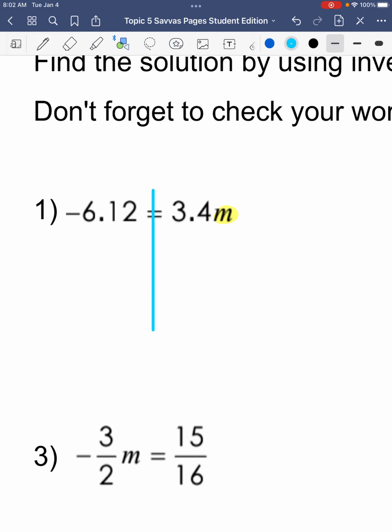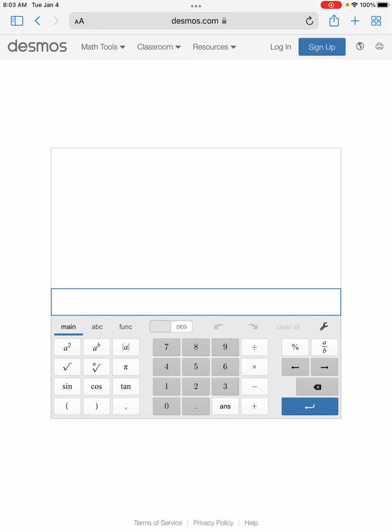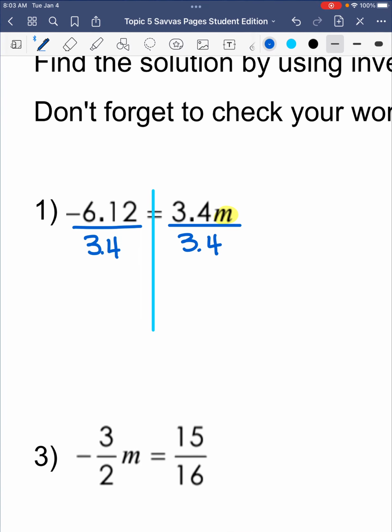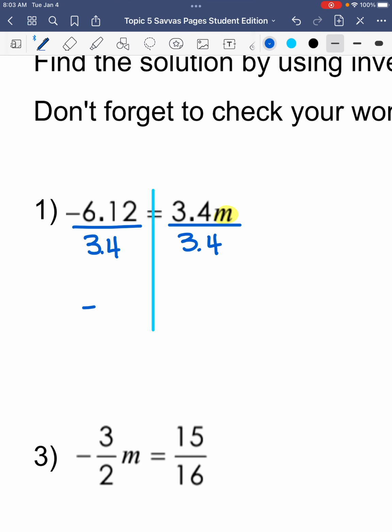So we've already established that we are going to divide by 3.4 on both sides of the equal sign. And like I said, this is where you want your calculator. We're going to put in our calculator negative 6.12 divided by 3.4. And I actually have my calculator pulled up right here. So negative 6.12 divided by 3.4, and we get negative 1.8. So I'm going to go back to my notes. So we know that negative 1.8 equals m.